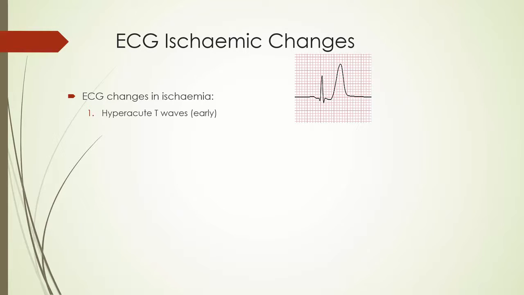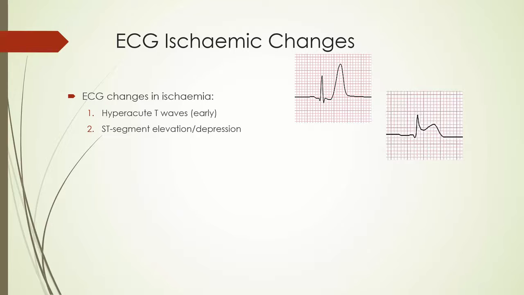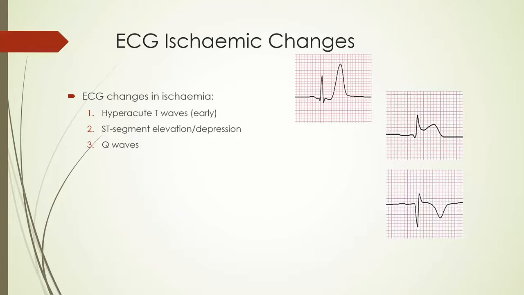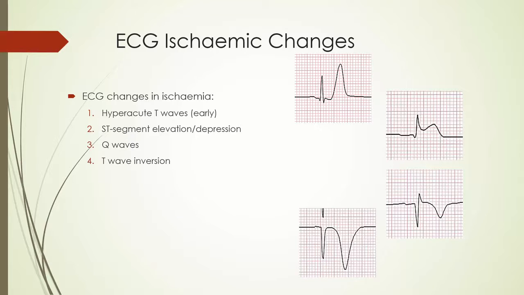Well, the first sign is hyperacute T waves. This occurs quite early, and basically they're just quite tall T waves. Then you get ST segment changes. Now that might be ST segment elevation or ST segment depression. Either one can be cause for concern. Then you get the development of Q waves. This doesn't happen in every case. And T wave inversion. Now, to make the diagnosis, these changes should be present in two contiguous leads, as in two leads that are side by side.